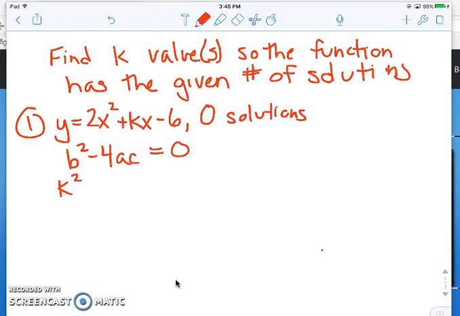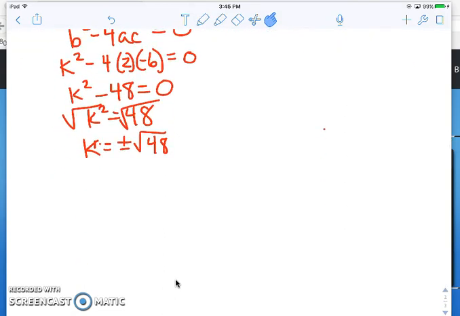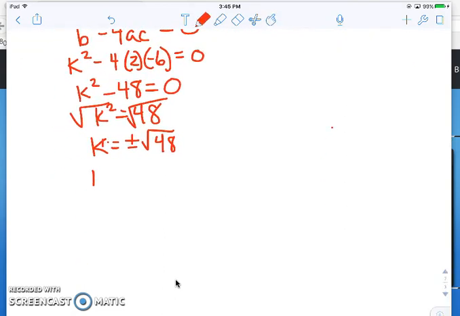So let's see. So we have k squared minus 4 times 2 times negative 6 has to equal 0. So this would be k squared minus 48 equals 0. So k squared equals 48. So we have k equals plus or minus the square root of 48. And if you want to simplify it further, this would be the square root of 16 times the square root of 3. So if we simplified it, it would be 4 square root of 3.